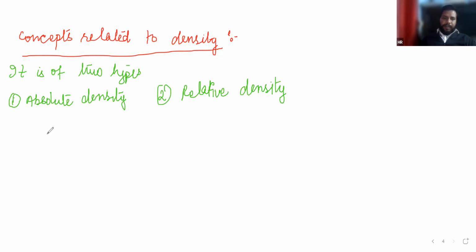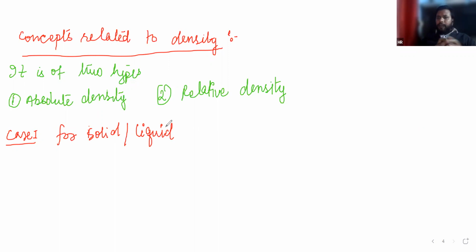Okay. Now, case one, in which we will calculate for solids and liquids, because the formula of density for the gaseous state is different, and for solids and liquids it is the same. So first we will discuss absolute density, which you already know.